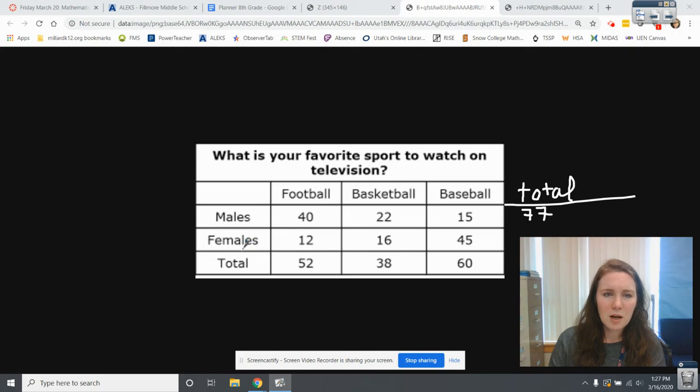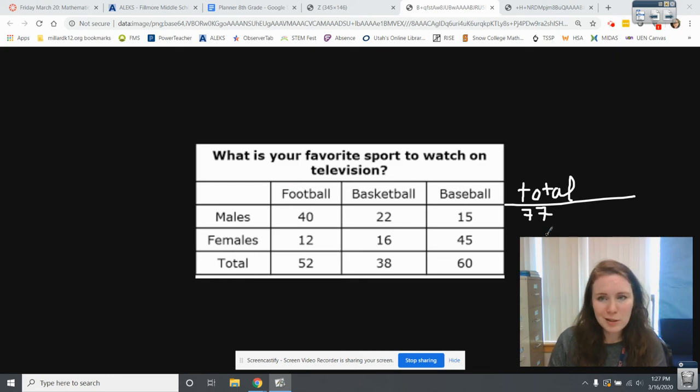Then we can look at the next column. There are 12 people who like football and are female. 16 people who like baseball and are female. 45 people who like basketball and are female. Something like this is not saying you love football. This is if you had to choose one of these three things as your favorite, what's your favorite sport to watch on television, you chose one of them.